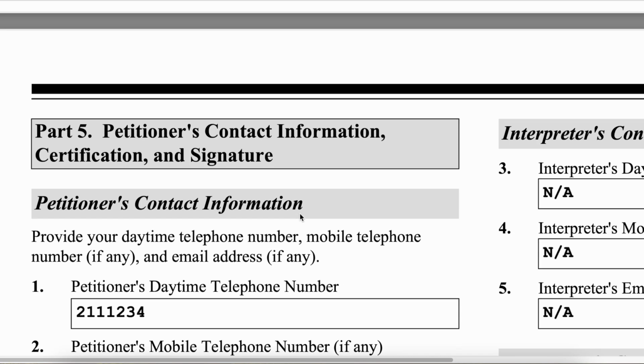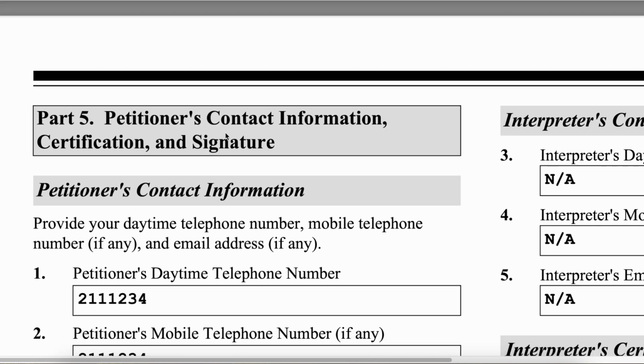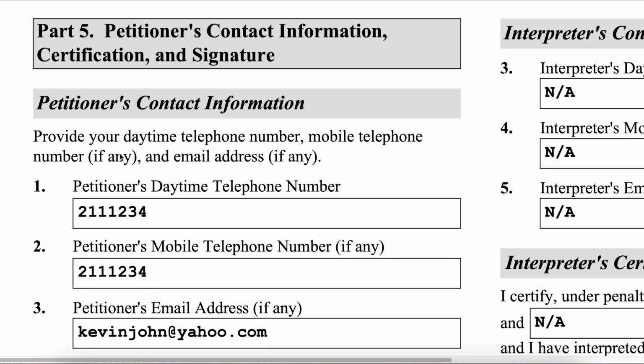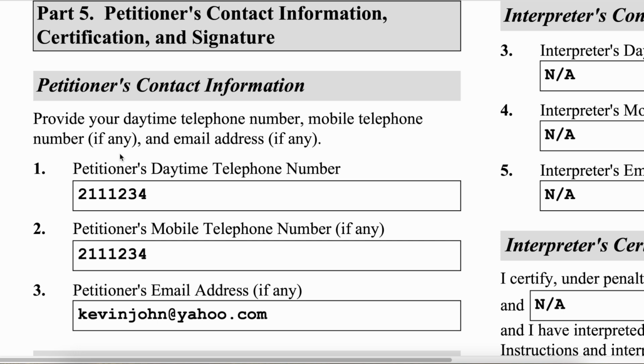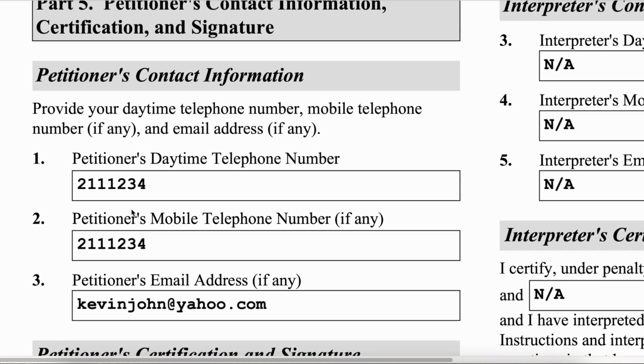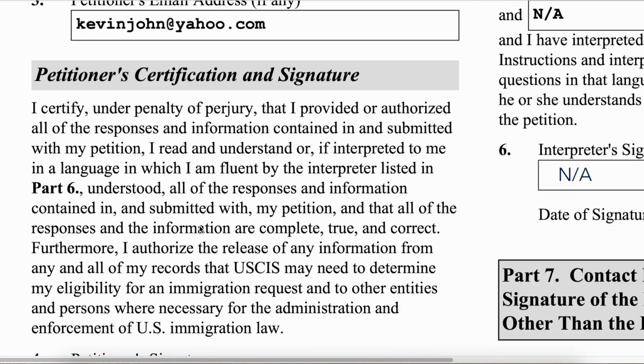Okay, next is Part 5, Petitioner's Contact Information, Certification, and Signature. Petitioner's Contact Information. Provide your daytime telephone number, mobile telephone number, and email address. So provide the needed information in these boxes.